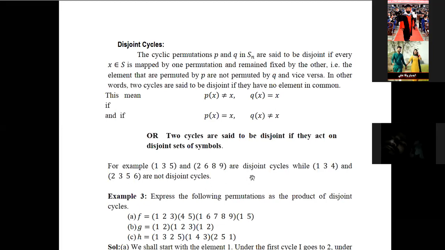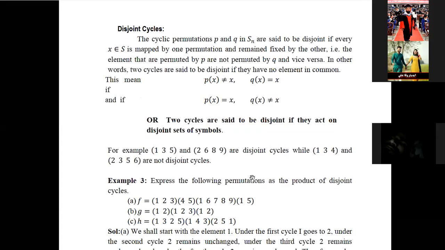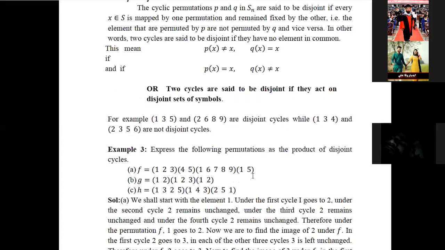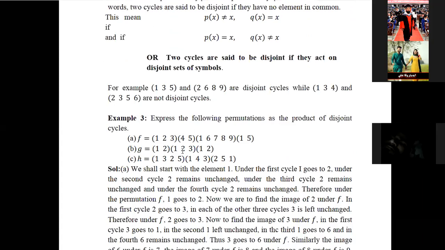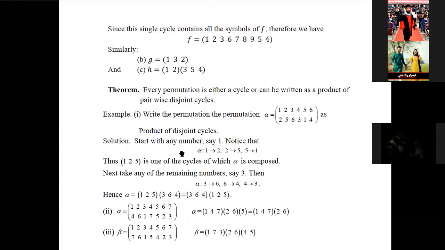Okay. Now express the following permutation as a product of disjoint cycles. There are two ways, I think maybe three ways, to represent the permutation as a product of disjoint cycles. One way, first you convert these cycles into permutation form, then you simply multiply and you get disjoint cycles. And another way, first is a theorem. Every permutation is either a cycle or can be written as a product of pairwise disjoint cycles. This is a very important theorem.